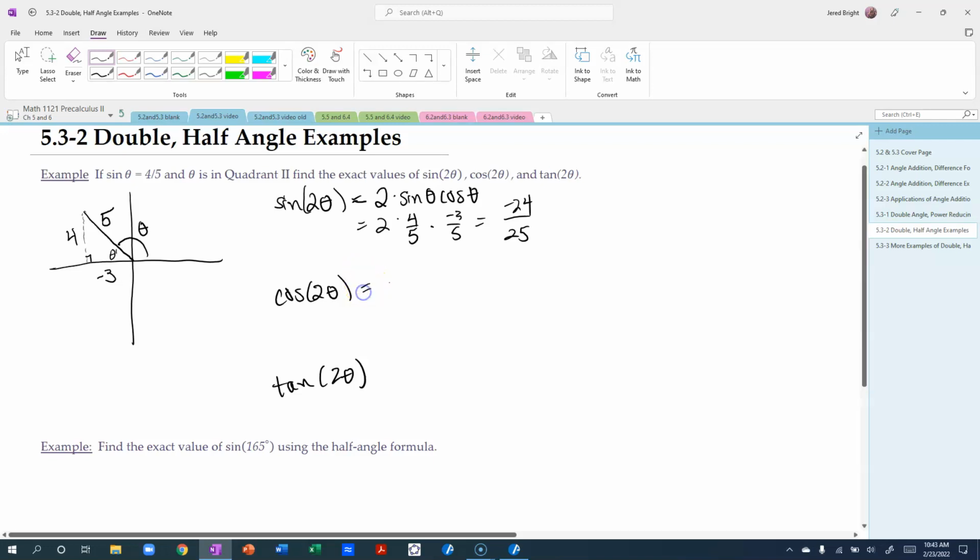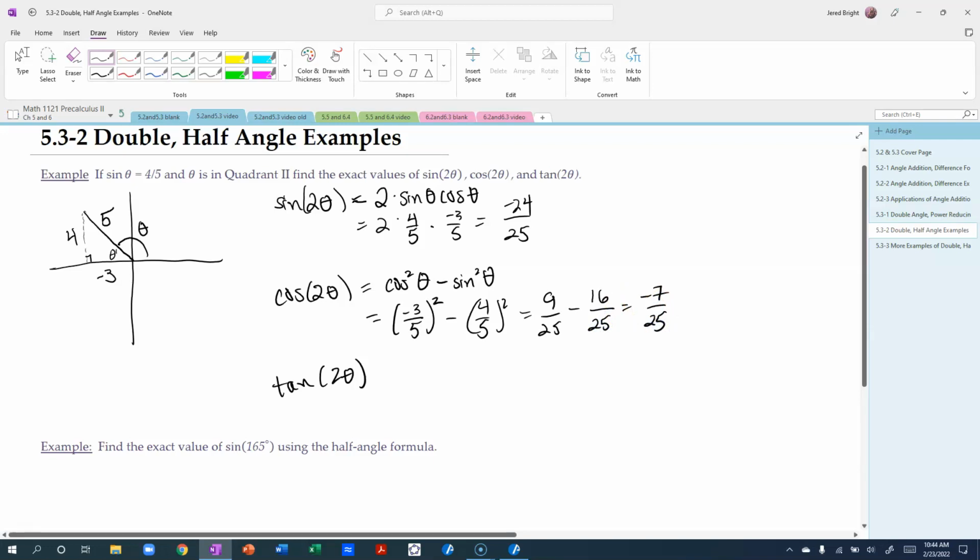Now on to cosine. Again, there are 3 versions you could choose from. I'm going to do cosine squared of theta minus sine squared of theta. Cosine was -3/5, and I'm going to square that. And then sine here is 4/5, and I have to square that. So I end up with 9/25 minus 16/25. So I get -7/25.